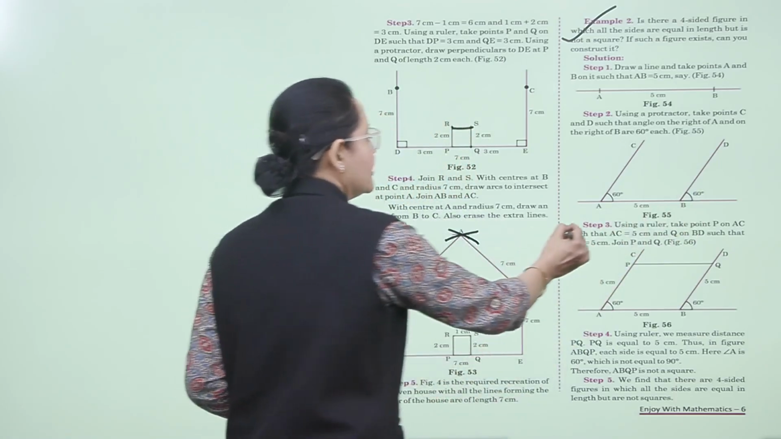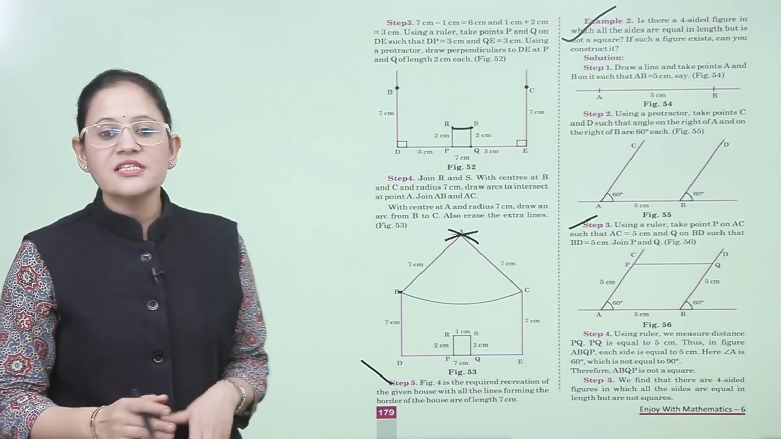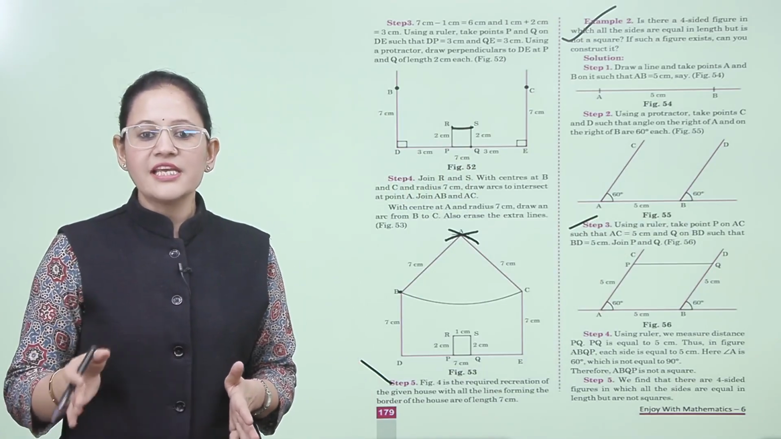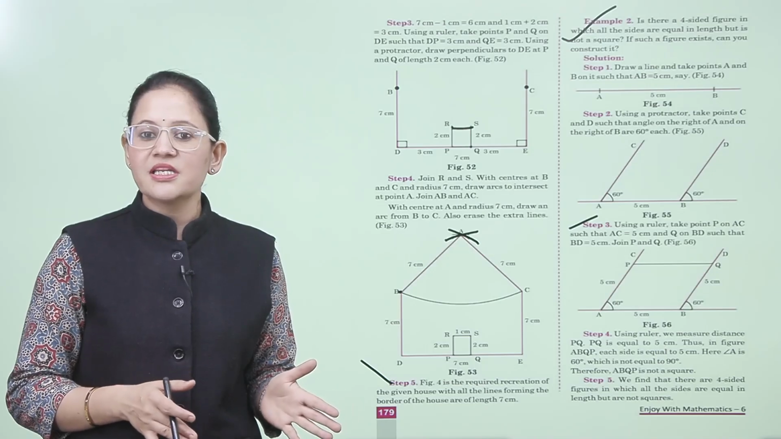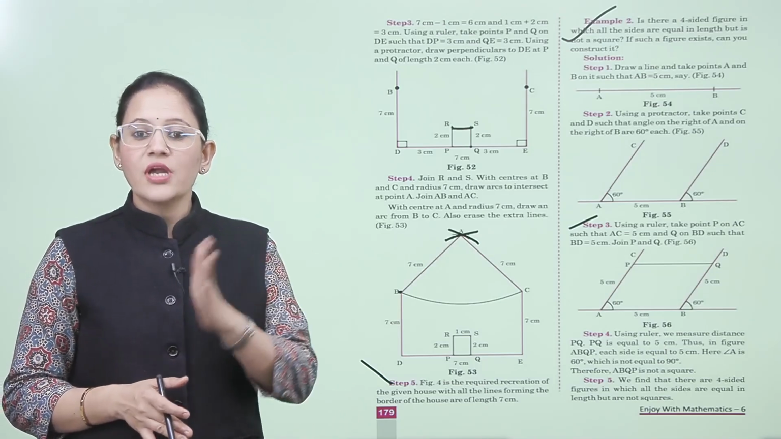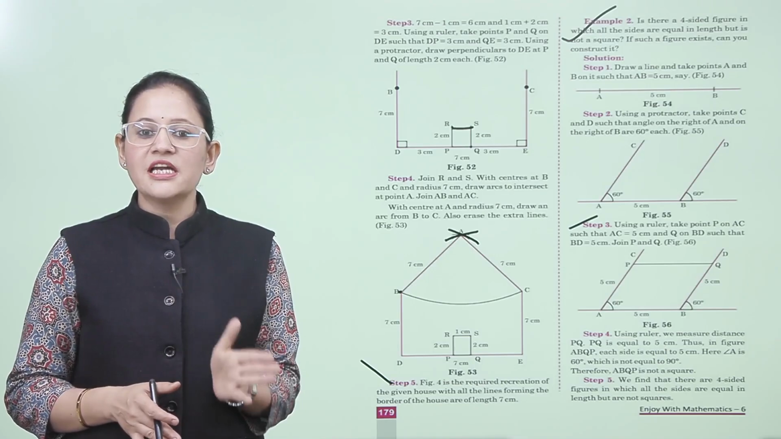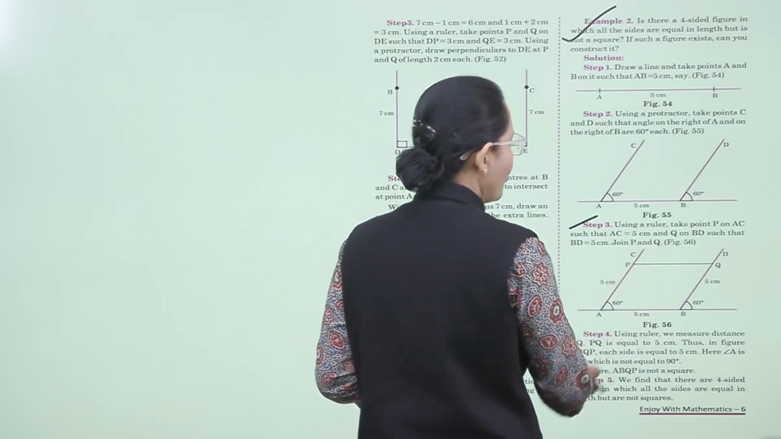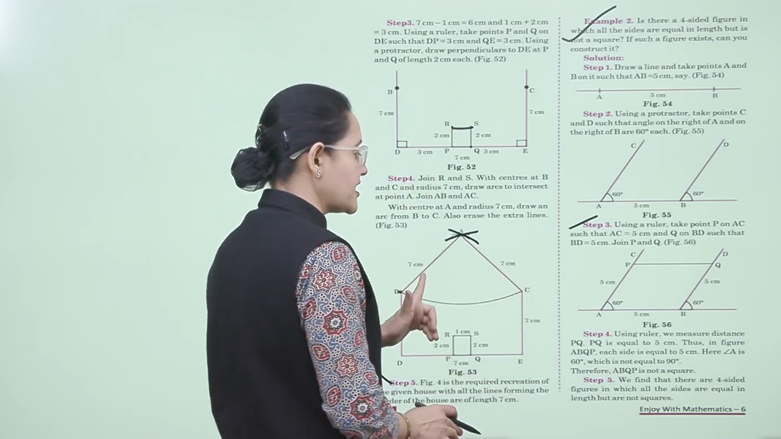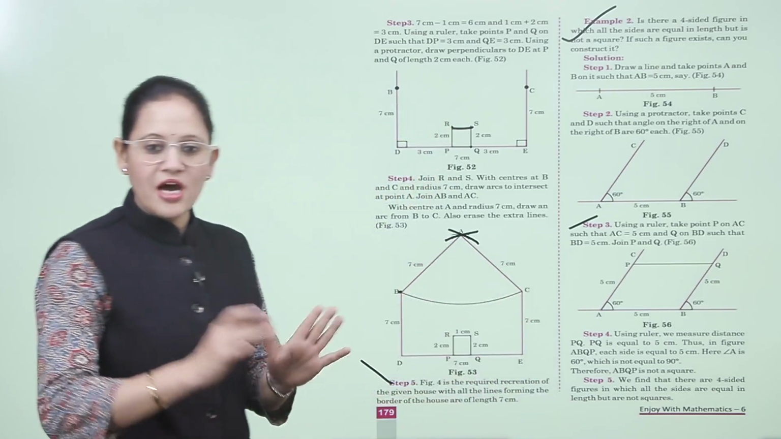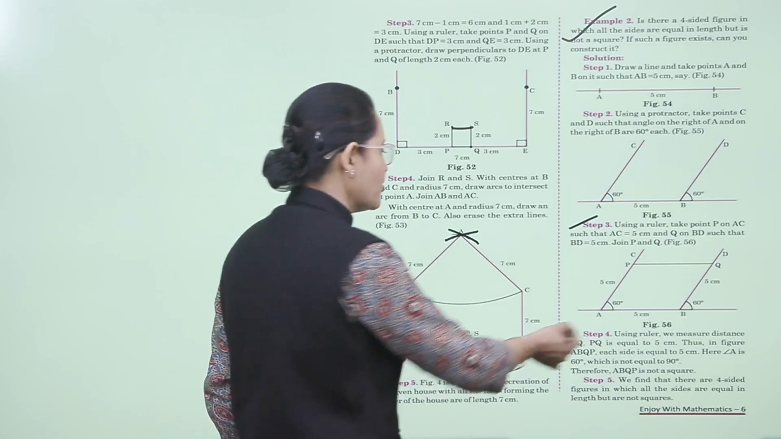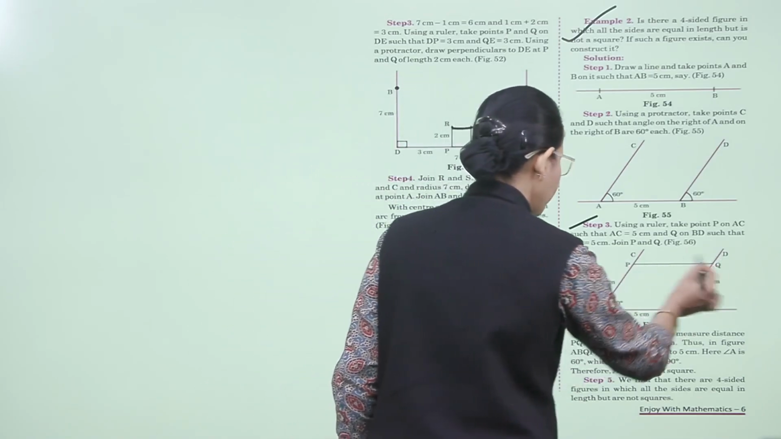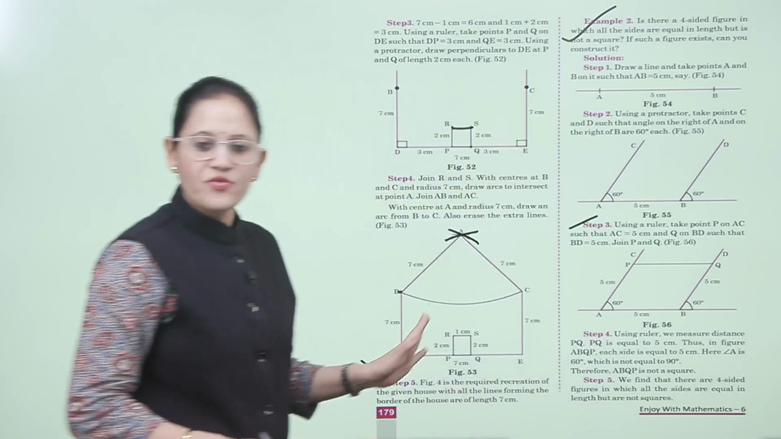Third step, using the ruler, take the point P on AC such that AC is 5 centimeter, and Q on BD such that BD is 5 centimeter. Now we'll join them together. So all sides are of 5 centimeter but angles are of 60 degrees. Clear? Using the ruler, we'll measure the distance PQ, and it is equal to 5 centimeter.